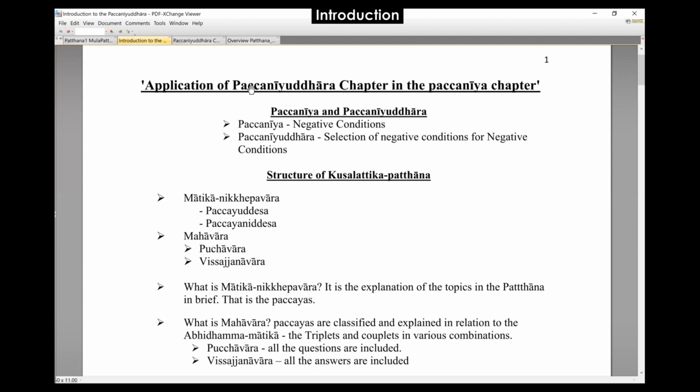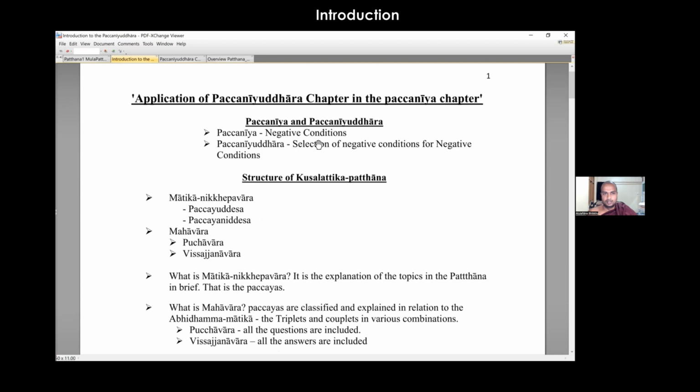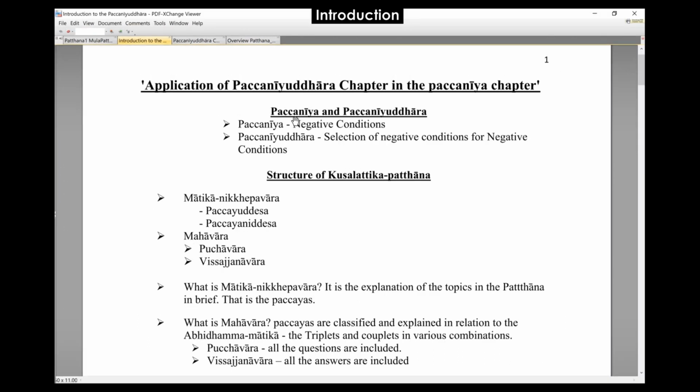So what we are going to discuss is the application of the Paccanīyuddhāra chapter, because there is one chapter called Paccanīyuddhāra in the Patthāna, and how it is applied in the following chapter. So we'll have a look at the terms Paccanīya and Paccanīyuddhāra. Paccanīya means the negative conditions. Paccanīyuddhāra means the selection of negative conditions for negative conditions. That's how the Mulapatthana Sayadaw Ashin Narada has translated it. If I put this in one sentence, it will look like: selection of negative conditions for negative conditions in the negative conditions chapter. So it won't look nice. That's why I just let it be in Pali.